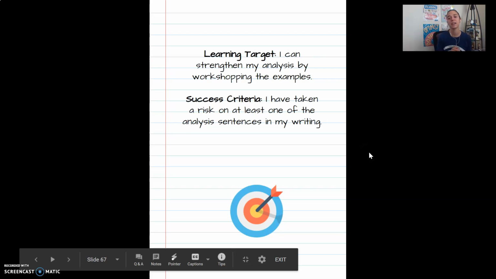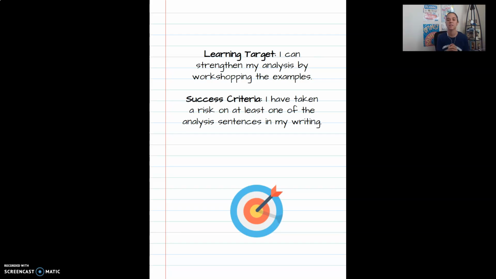Our learning target is I can strengthen my analysis by workshopping the examples. Our success criteria is I have taken a risk on at least one of the analysis sentences in my writing. So we're going to do one more today to try and change it to go a little bit deeper.